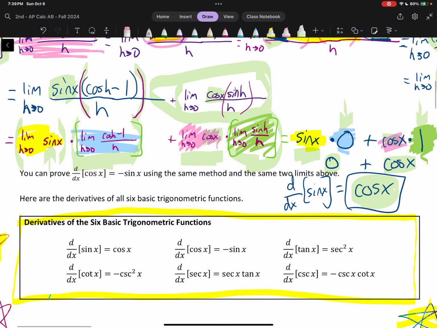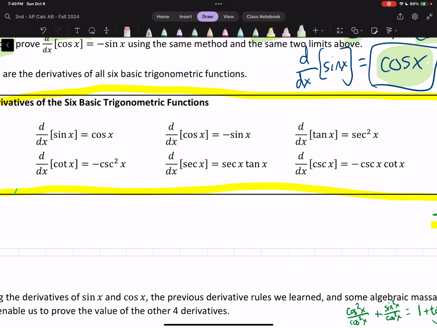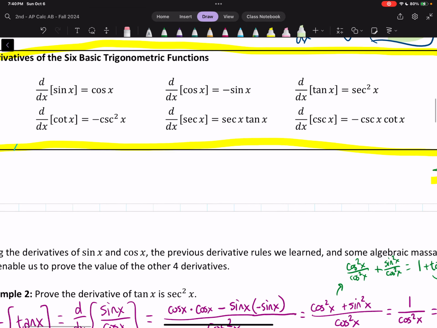Before we get to that box, this statement above says you can prove d/dx of cosine of x equals the opposite of sine of x using the same method and the same two limits above. We're not going to do that right now, but you may be asked to do that in one of your homeworks tonight or tomorrow night. But here's our box of our 6 shortcuts for our 6 basic trig functions. You need to know these. So you need to have these committed to memory, make flashcards, star this section, make sure you come back and know these going forward. All right, add these to our list of math facts that you need to know.